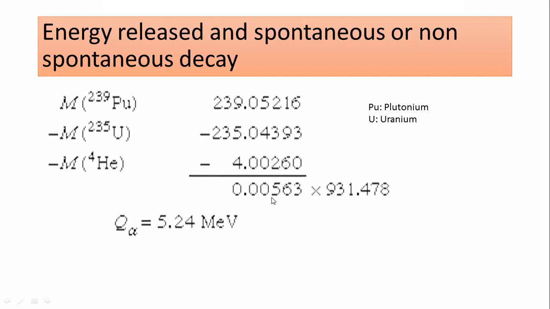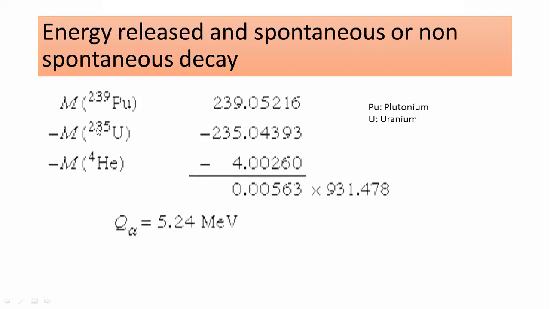Actually, the reason for the energy release is similar to the binding energy. This mass is lost, and actually it is not going to be lost as per the law; it is converted into energy, and this is a factor of 931.5. You can multiply this and you would get the value. It is plus 5.24 mega electron volt. That means this is the energy released in the case of alpha decay when plutonium is converted into uranium 235.